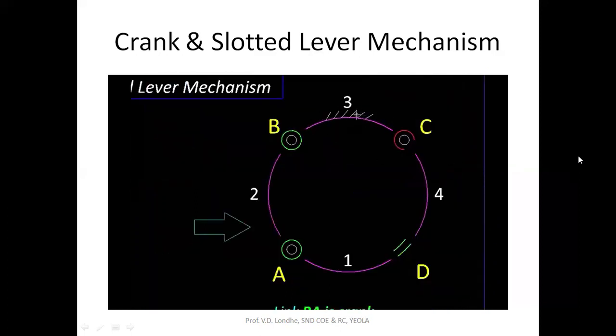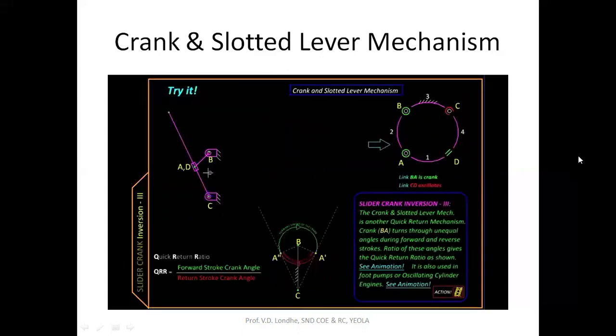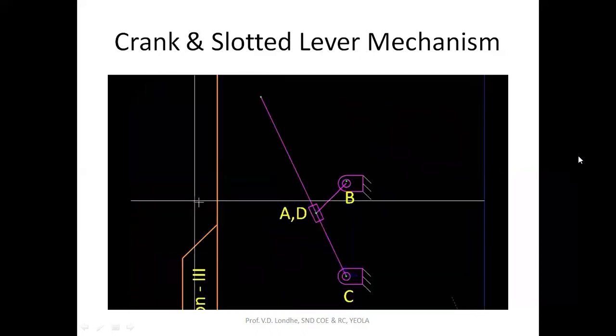So on one side of this fixed link, we have a fully rotating pin. So on this side, we will get a crank. While on the other side, we have a partially rotating pin. So we will get a link which only oscillates. The resulting mechanism looks like this in its bare essential.